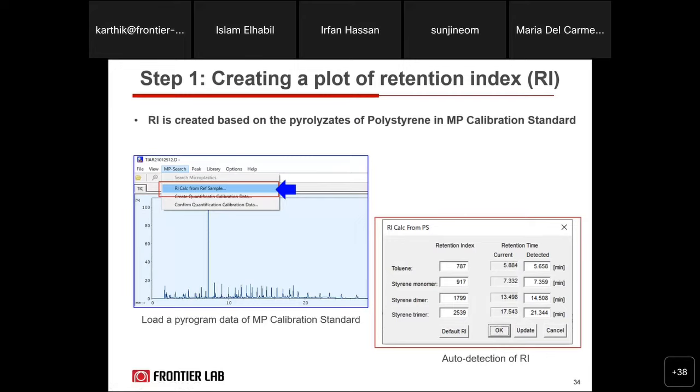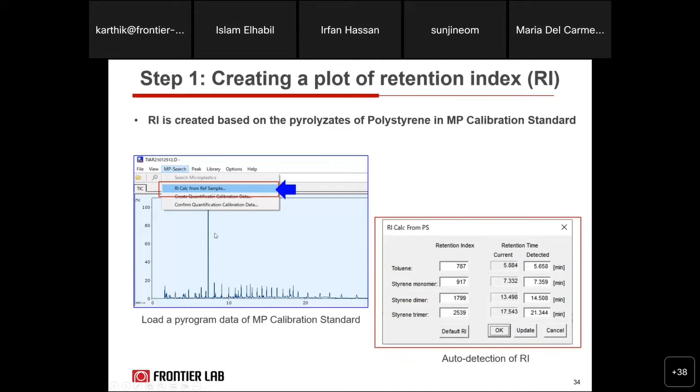Okay, so for each type of analysis, you produce this data file, right? This data file has to be opened with our FSearch MP to really do the data analysis. When you open it, we first recommend using the highest concentration data file. Okay, open. Then we have to do the RI calculation from the reference sample.